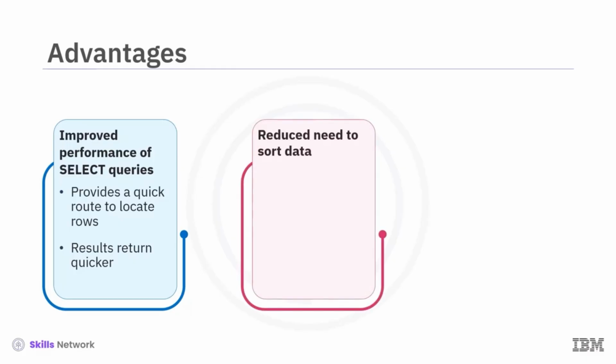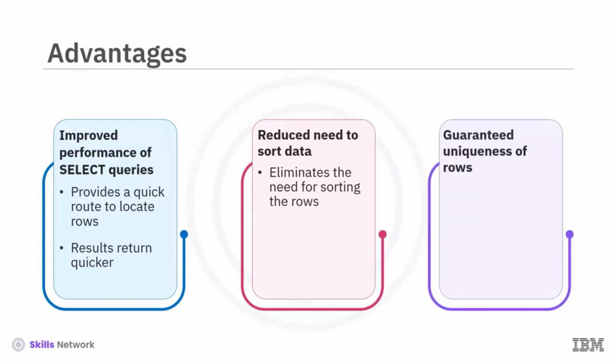Reduced need to sort data. If you constantly need rows in a specific order, employing an index can eliminate the necessity to sort the rows after their retrieval. Guaranteed uniqueness of rows. If you use the unique clause when you create the index, you ensure that updates and insertions won't result in duplicate entries in that column.